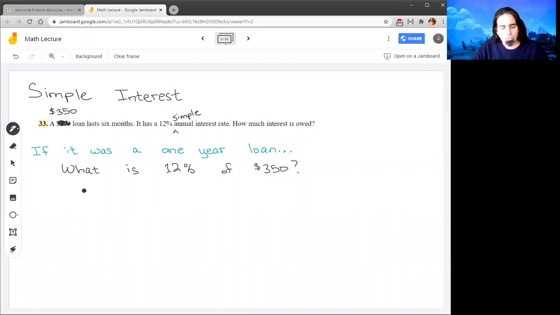As we just studied, the word "is" becomes equals. 12% we're going to make 0.12, using our rip block going left out of percent. "Of" becomes multiply, and numbers stay numbers. And whatever that is, $42.